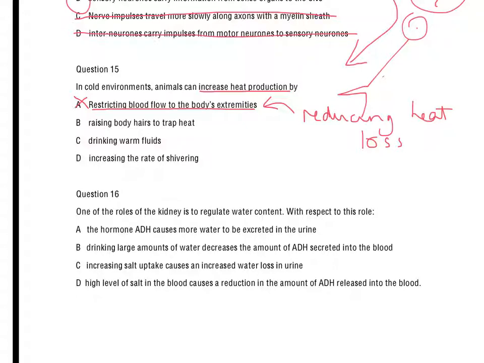Raising body hairs to trap heat. Again, yes, that's something that happens, but it is reducing heat loss. It is not increasing heat production, so we can cross that one out as well. Drinking warm fluids, well, yes, but an animal wouldn't really do that for a start. And again, it's not increasing heat production, which means that it must be D, increasing the rate of shivering.